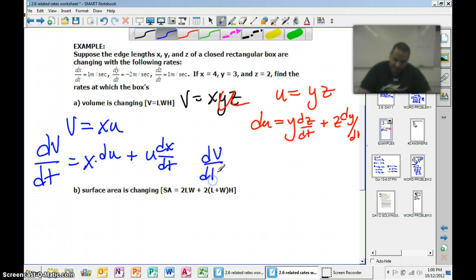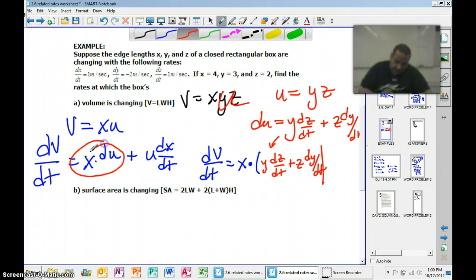dv dt is equal to x times this red thing right here, y dz dt plus z dy dt. That takes care of this part. Now the other part is plus u, which is yz, times dx dt.